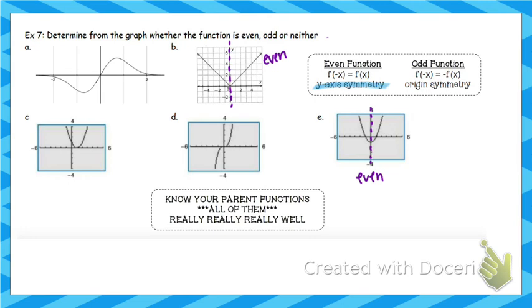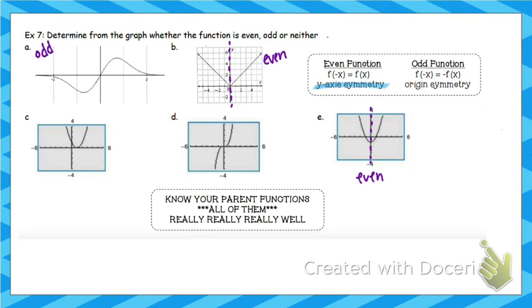Odd functions look a little different. Algebraically, if f of -x equals -f of x, it has origin symmetry. Now again, that might sound kind of confusing. Algebraically, what that means is if you have the point -1, 2, then you would also have the point 1, -2. So this one has what's called origin symmetry. An example of a graph with origin symmetry would be A. This is an example of an odd function.